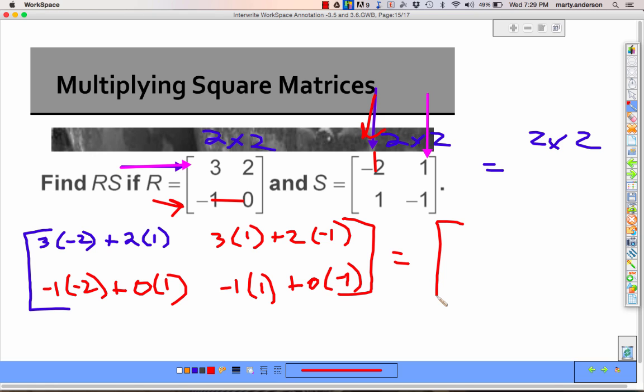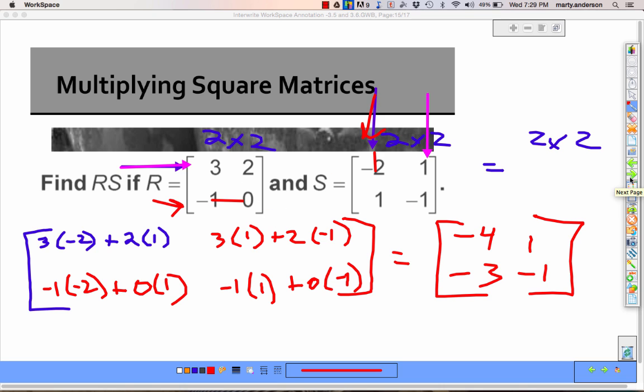Then we just do the math. Negative 6 plus 2. 3 minus 2, 1. Negative 3 plus 0. Negative 1 plus 0. There's my 2 by 2. So we get them by multiplying the first row times the first column, and we add. First row, second column, and we add.